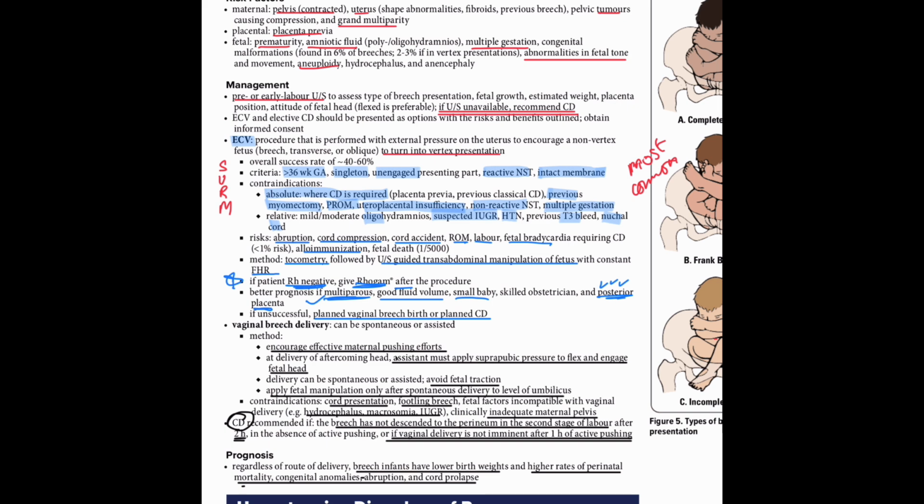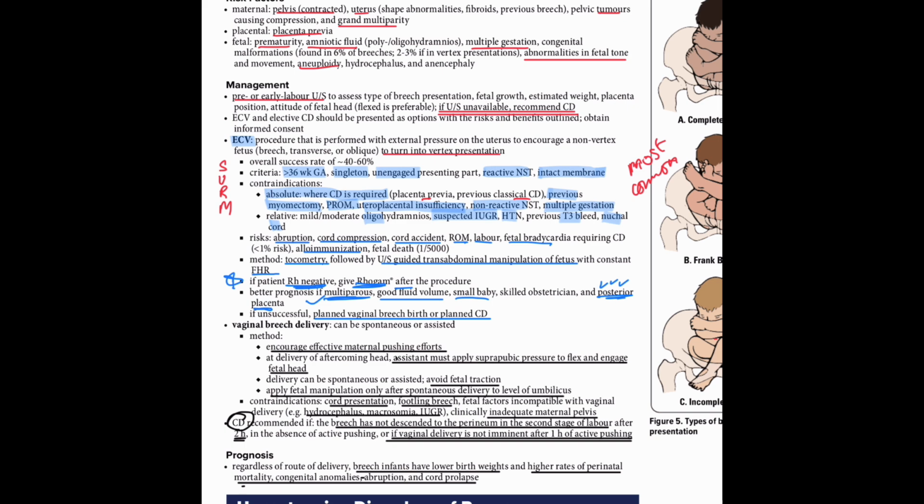There are some contraindications. The absolute contraindications are those where you cannot go for cesarean delivery, you cannot go for ECV, like placenta previa or previous classical cesarean delivery. Why? Because there are chances of rupture. Placenta previa, because there are chances of profuse vaginal bleeding. We do not want to move around the baby in such cases. If there's previous myomectomy, it could be weak at that point, and moving around could cause uterine rupture. Premature rupture of membranes, uteroplacental insufficiency, non-reactive NST, multiple gestation, you cannot go for it.